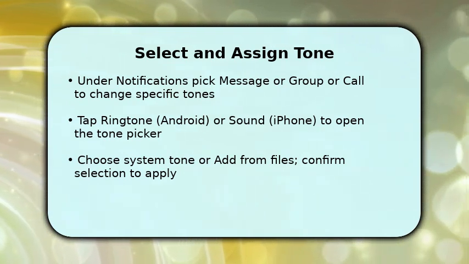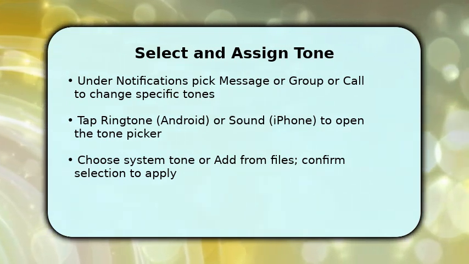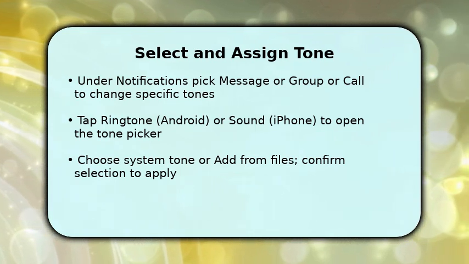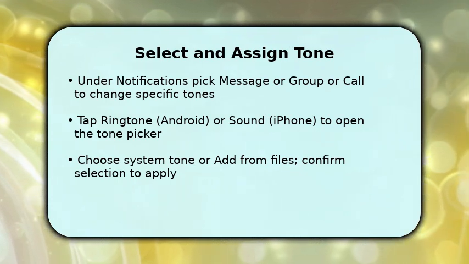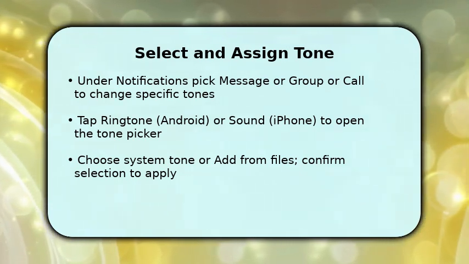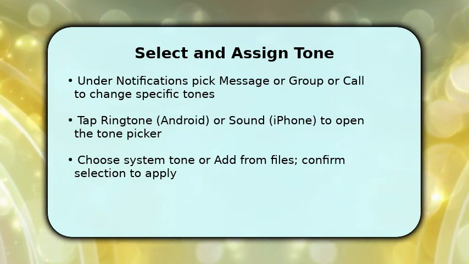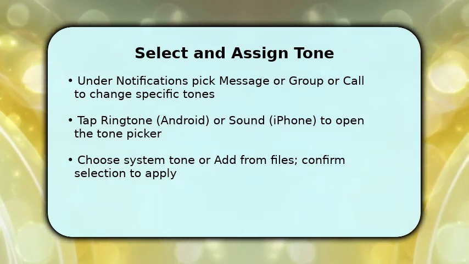You can select a built-in system tone or add a custom audio file from your phone's storage. Adding gives more personalization. After you hear the preview, confirm the selection to assign it. This step customizes how you recognize different chat types and reduces missed or confusing alerts.